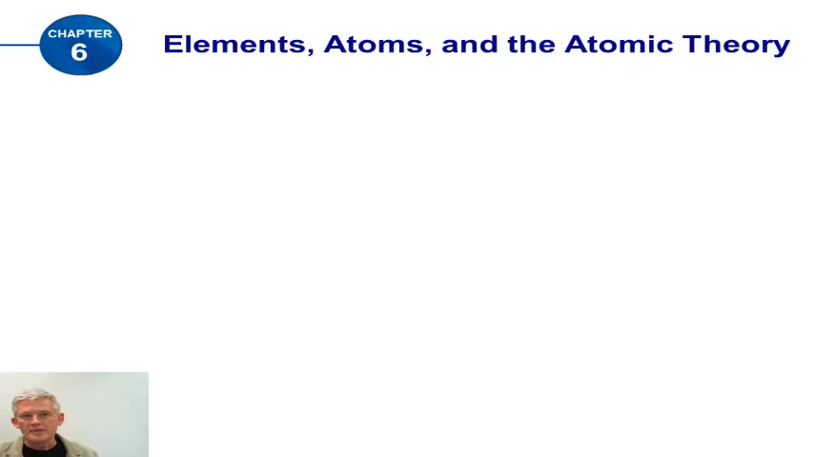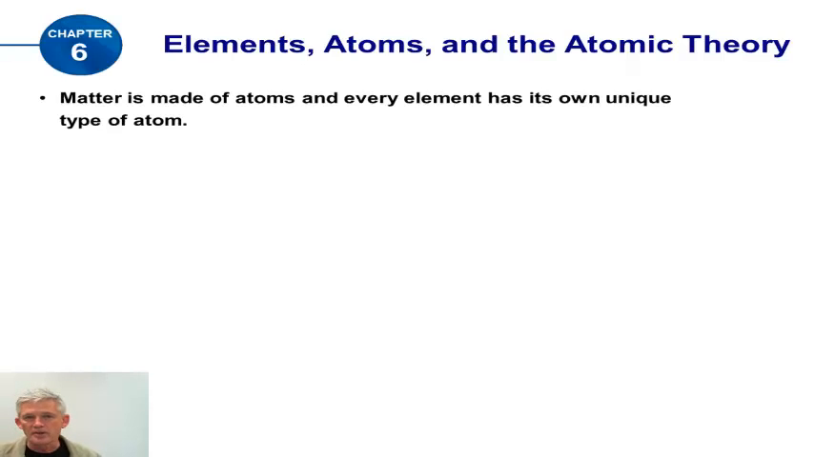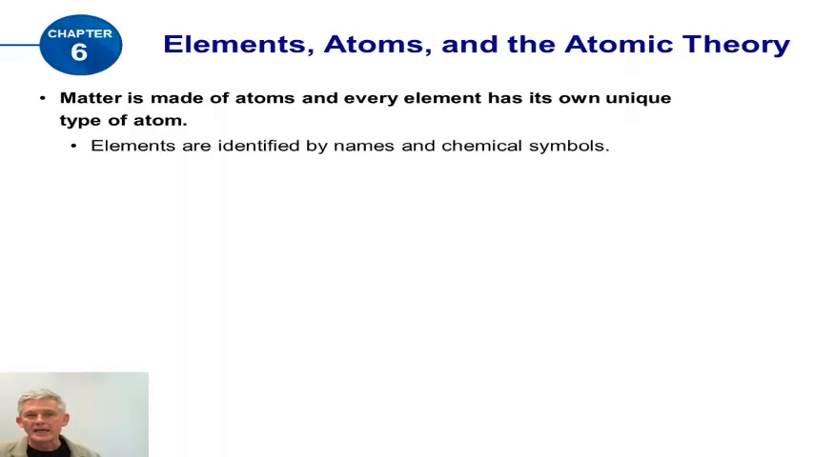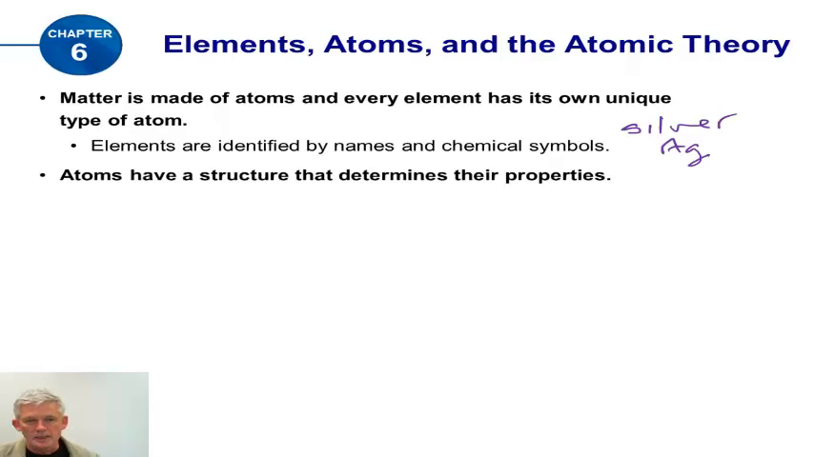So as I said, elements, atoms, and atomic theory. The main ideas here are that matter is made up of atoms. Every element has its own unique type of atom. And again, elements are identified by names and chemical symbols. Nothing new there. If I give you the name silver, you immediately think of the symbol, capital A, lowercase g. Argentum. Atoms have a structure that determines their properties.